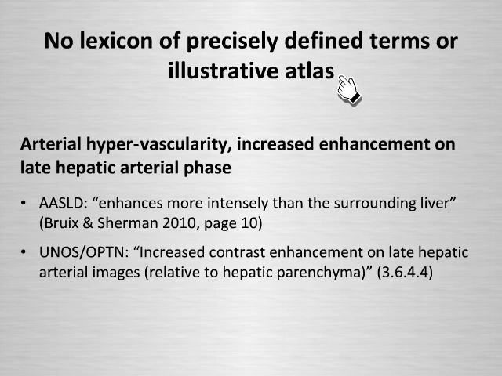Another point, and this is the last point I want to make right now, is that there is not a precisely defined set of terminology. So both ASLD and UNOS rely very heavily on the presence of arterial hypervascularity, which is the term used by ASLD, or increased enhancement on the late hepatic arterial phase, which is the term used by UNOS. So we rely very heavily on these terms, but what is the definition of these terms? They don't make the definitions very clear.